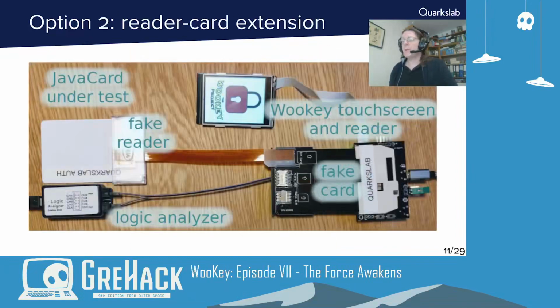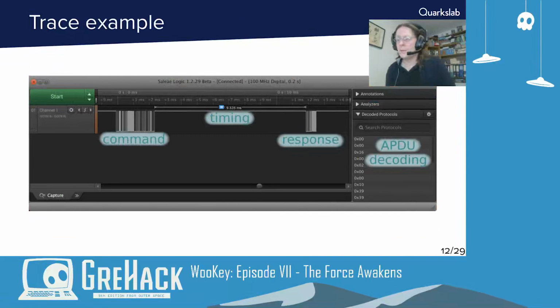The other possibility, if you cannot touch the reader, is to add an extension with a fake card and a fake reader. So here we have a fake card that goes to the WooKey, and here a cable that deports a fake reader just to be able to put the real card here. So we have some room here to get the IO and ground line that we need for the logic analyzer. Then you record a trace when you send a pin to the card, and you see it's quite straightforward.